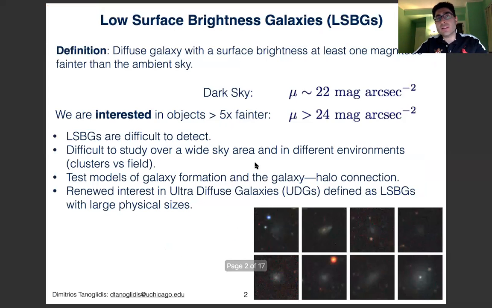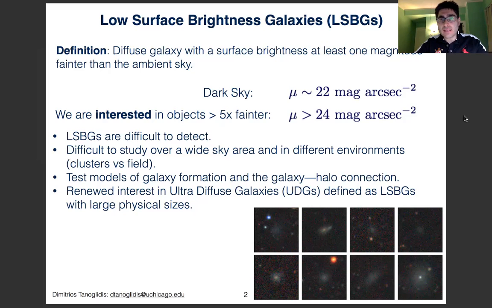Let's start with the definition of low surface brightness galaxies. These are diffuse galaxies with a surface brightness that is at least 1 magnitude less than the ambient sky. So in magnitude, that means more than 24 magnitudes per square arc seconds.